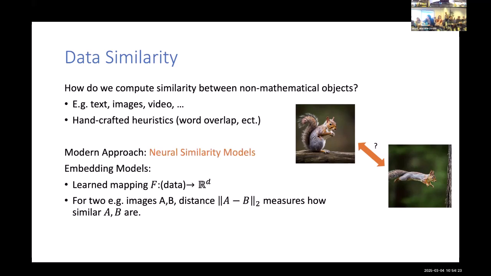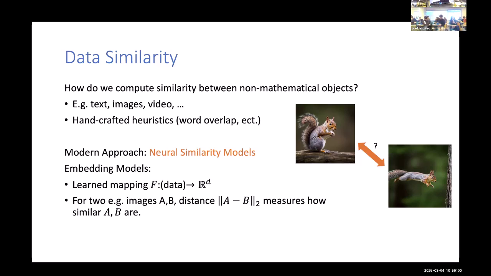But of course, we now know that the modern approach to these kinds of things is to use neural models, neural similarity models, to understand similarity between images, for example. In particular, I want to focus on one kind of neural similarity model. These are the so-called embedding models. And what do these do? Well, they learn some function which maps the data to a high-dimensional vector. And the magical thing about these high-dimensional vectors is that in the embedding space, the L2 distance gives you an understanding of how similar the underlying points are. So the closer the vectors are together, the more similar these points are.